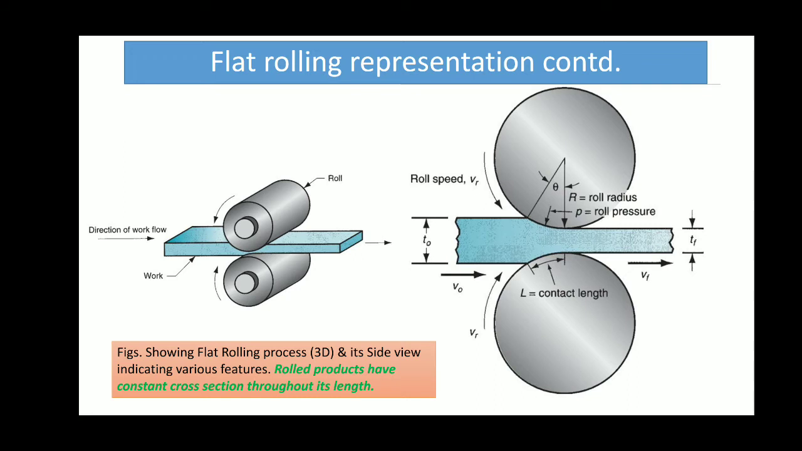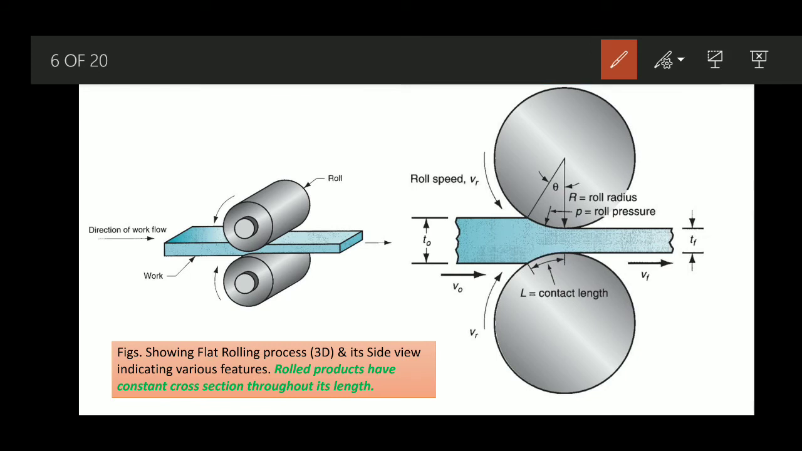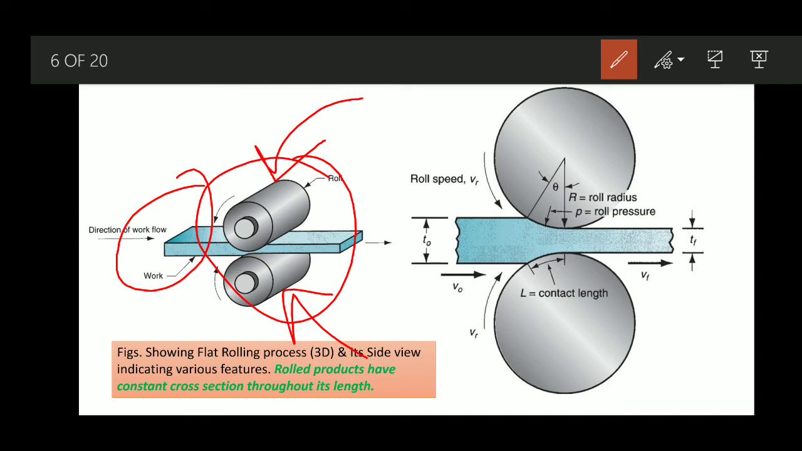Here we have represented the flat rolling process only. You can see we have the work material, and on it we apply a compressive force by the help of two rollers. Right now we are talking of flat rolling. This is the 3D view we can consider, so you can see the whole length.